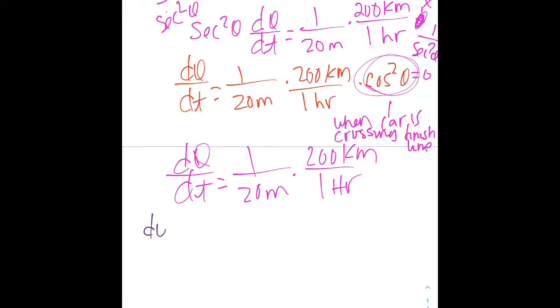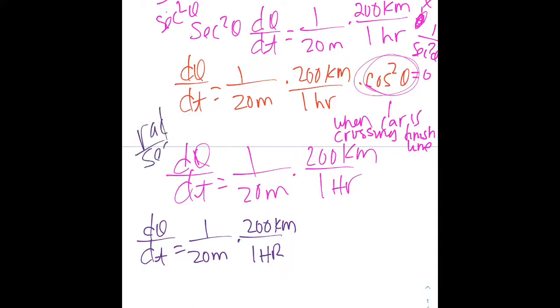I have d theta/dt is equal to 1 over 20 meters times 200 kilometers per 1 hour. I need to get to radians per second. This is where kids sometimes fight. Like, why can you do it? Because you can. And think of science. I know that Mrs. Wilkie isn't here anymore, but Mrs. Wilkie used to tell me, you know what? Because you can. I can just introduce a new unit of 1 radian over 1. I can do that.